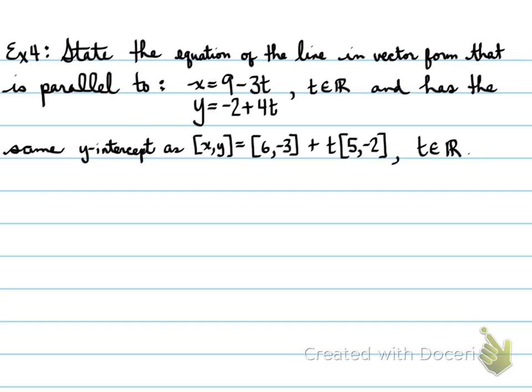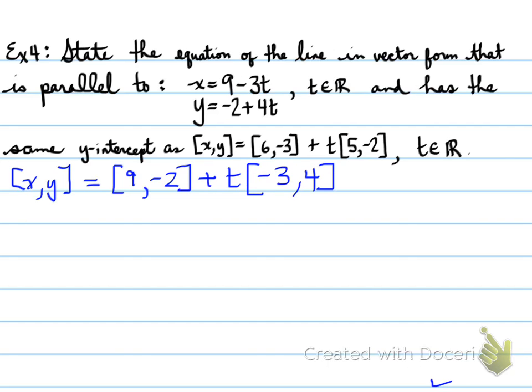Okay, so how are we going to find the equation of that line? Well, we know it's parallel to this, so that means if it's parallel, they share the same direction vector. In the first question, we can find the direction vector. The direction vector is going to be (-3, 4). The parallel direction vector is also going to be (-3, 4). And our fixed point is going to be the point that's the y-intercept.